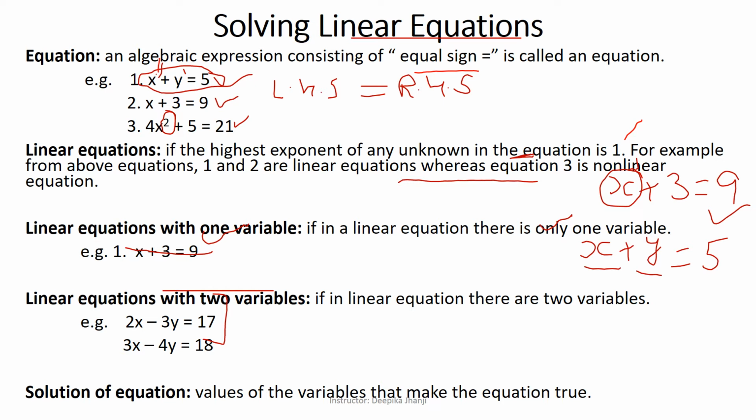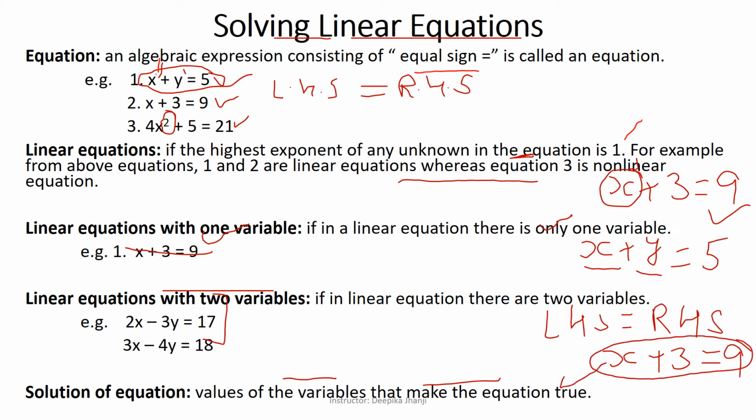Next comes solution of linear equations. Solving a linear equation means we need to find the value of the variable that makes the equation true, for which the left hand side is equal to the right hand side, right? If we consider this example, let's say x plus 3 equals 9. Solution of this equation means we'll find those values of x for which the left hand side becomes equal to the right hand side. And you all know x should be equal to 6, right? That is the solution of this equation because 6 plus 3 is equal to 9.